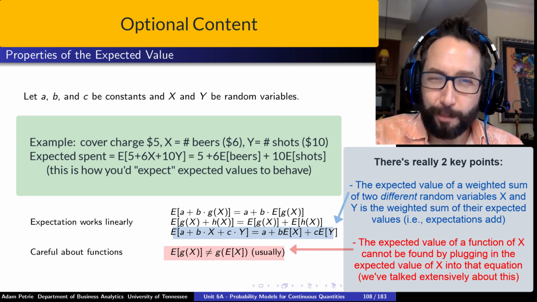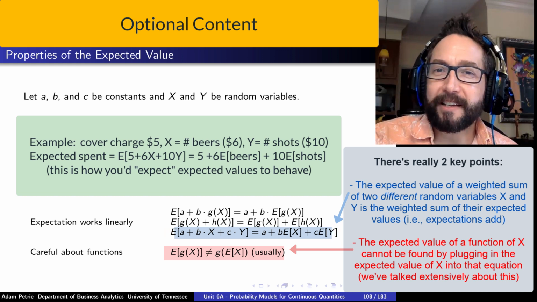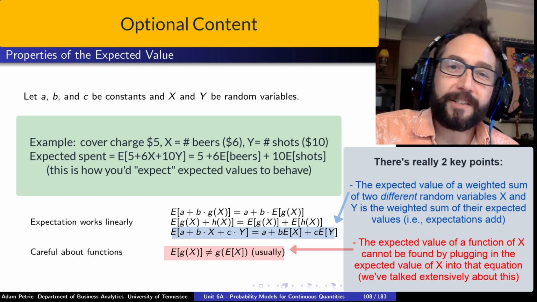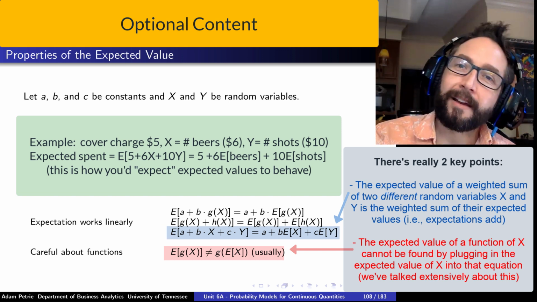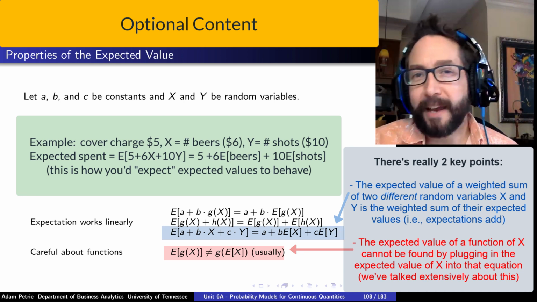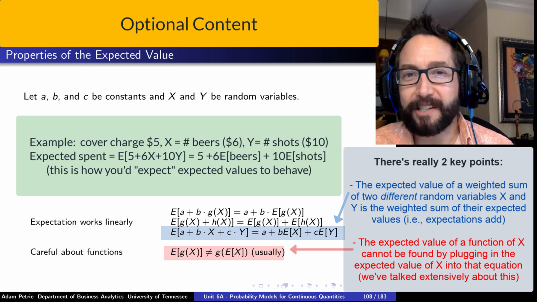Well, expectation is what we refer to as a linear operator. And so what that means is that I can just get the expected value of the sum of a bunch of different things by summing up the component expected values. So the expected value of a plus b times x plus c times y would be the expected value of a plus the expected value of b times x plus the expected value of c times y.